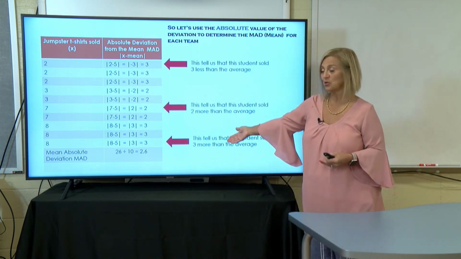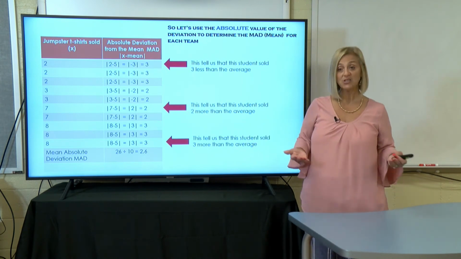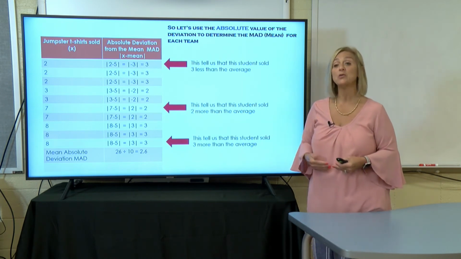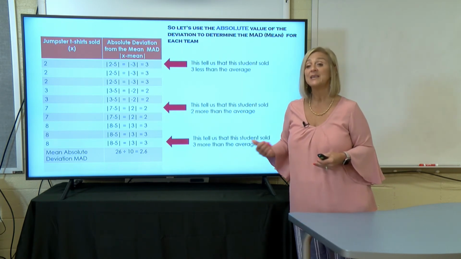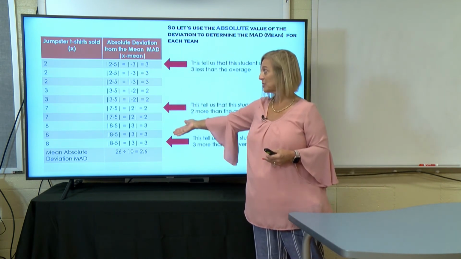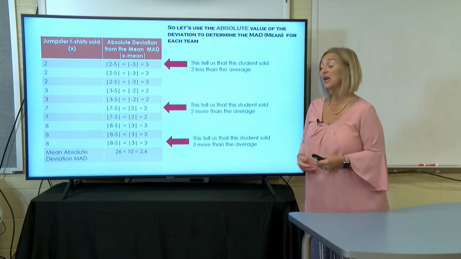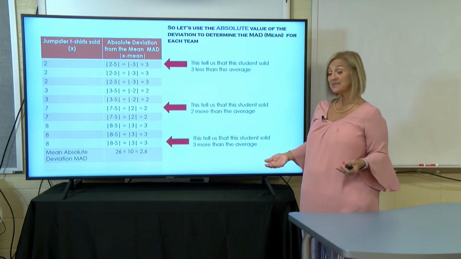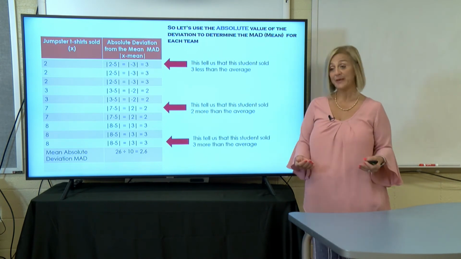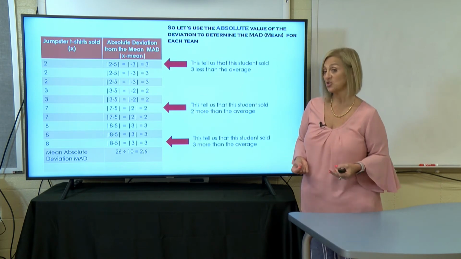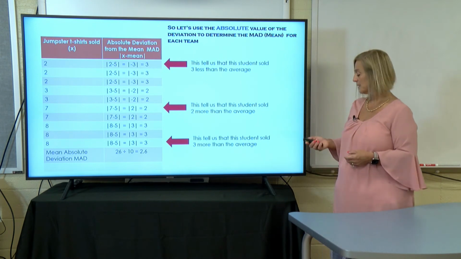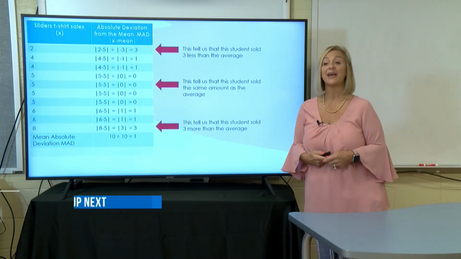And the same when we get to 8. 8 minus 5 is 3. The absolute value of 3 is 3. It lets us know that those students sold 3 more T-shirts than the average student. Now let's add up all of our absolute deviations, and we come up with 26. So 26 divided by 10 is 2.6. So our mean absolute deviation, or our MAD, for the jumpsters is 2.6. Now we need to move to the sliders.